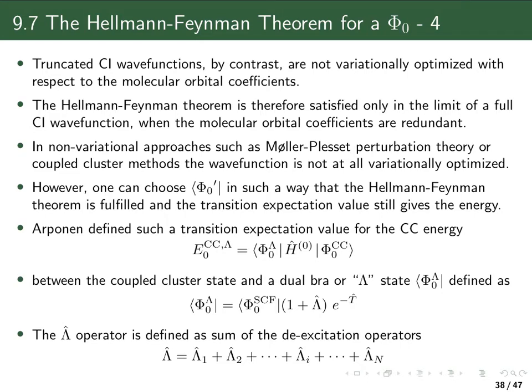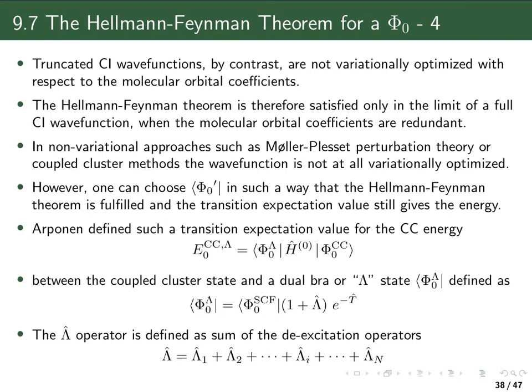But for truncated CI methods, it is not really fulfilled, because the truncated CI wave functions are not fully variationally optimized. The molecular orbital coefficients in a configuration interaction wave function are not optimized. It's just Hartree-Fock molecular orbital coefficients, and therefore the derivative of the CI energy with respect to the Hartree-Fock molecular orbital coefficients is not going to be 0.